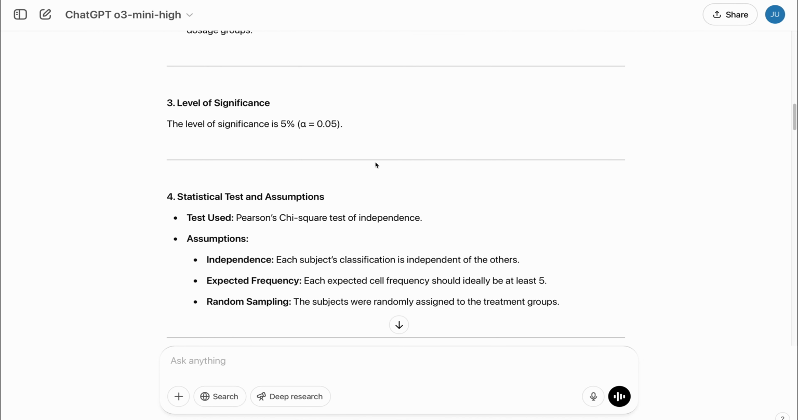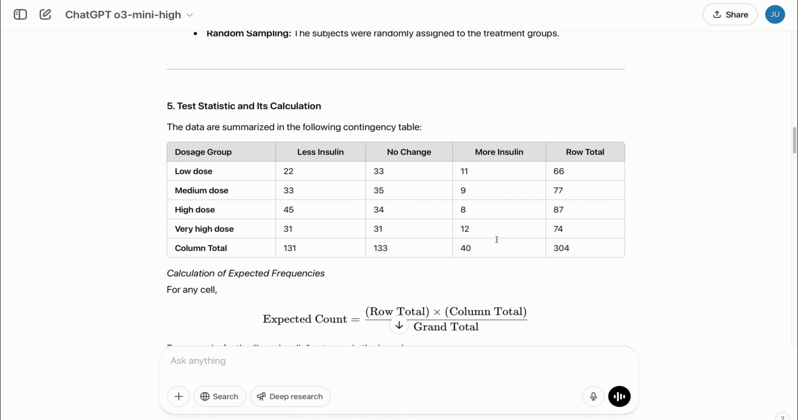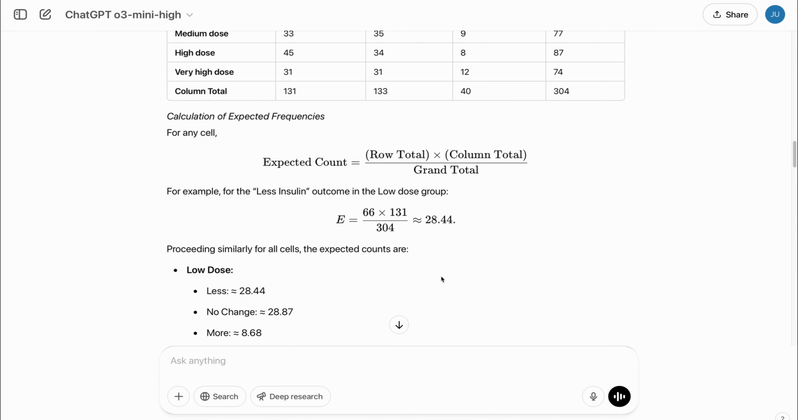Level of significance is 5%. Great. We're going to use a Pearson's chi-squared test. We see that we have independence. The expected frequencies we still have to work out. They should ideally be at least 5. And we have random. It's created a nice contingency table for us. It's reminded us that it's always row total times column total divided by what it calls grand total, what I call sum total. Same thing.